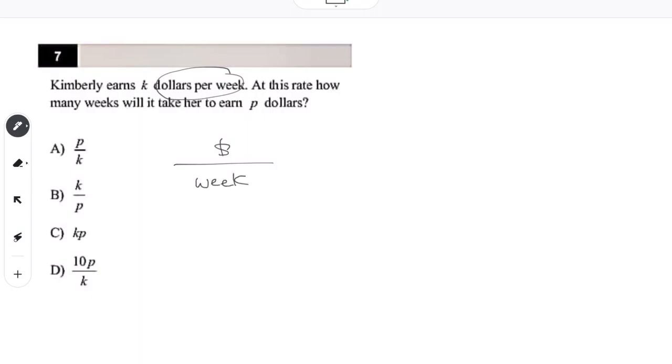So we know that the first input of information that we know is K dollars per week. We know that Kimberly earns K dollars per 1 week. So we can write down K over 1 because she earns K dollars for 1 week. And now we want to convert this into how many weeks it will take her to earn P dollars. Well, we know that dollars go on the numerator, and we don't know how many weeks it takes, and that's what we're trying to solve, so we can use x for that.